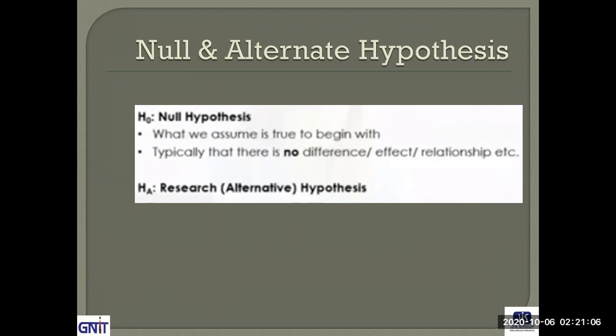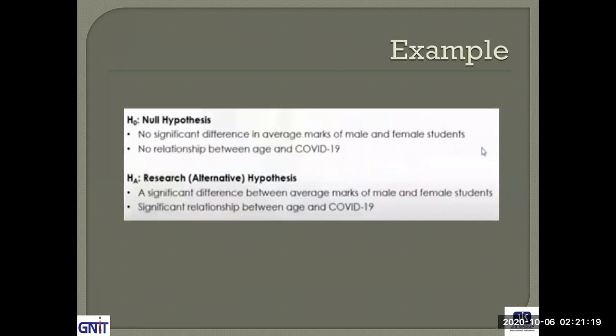So this is not true. That is the alternate hypothesis. That means there is cancer when there is no smoking. So this is an example of null hypothesis and alternate hypothesis.